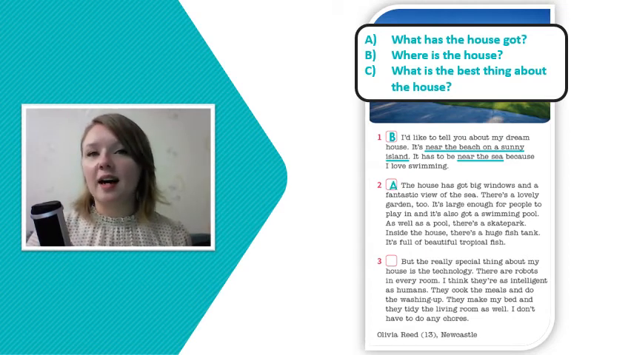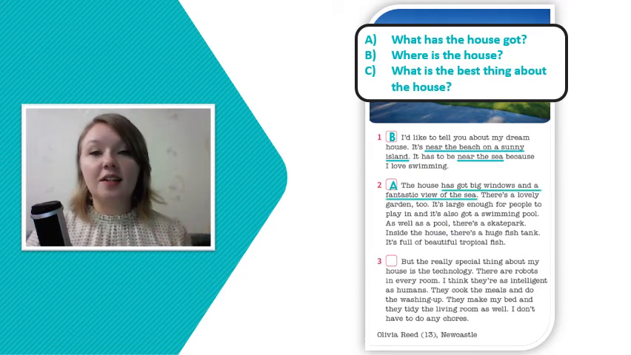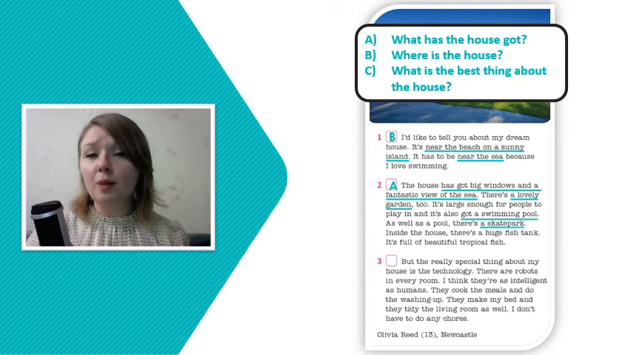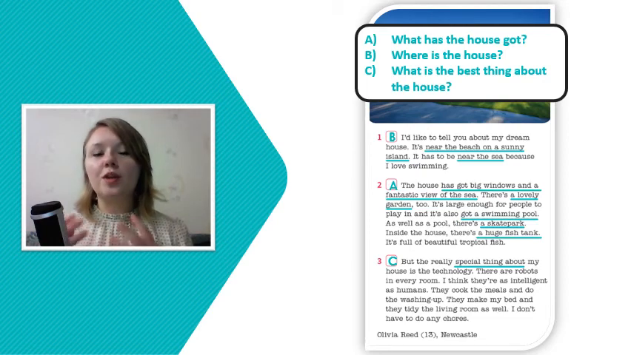Next, we see what the house has, or more informally, what the house has got. So it's got big windows and a fantastic view of the sea, a lovely garden, a swimming pool, a skate park, and a huge fish tank. So this person's dream house has a lot. And finally, we can see what the best thing about the house is, or the special thing, which here they talk about the technology. So using these questions, we can come up with a wonderful description of what our dream house would be.